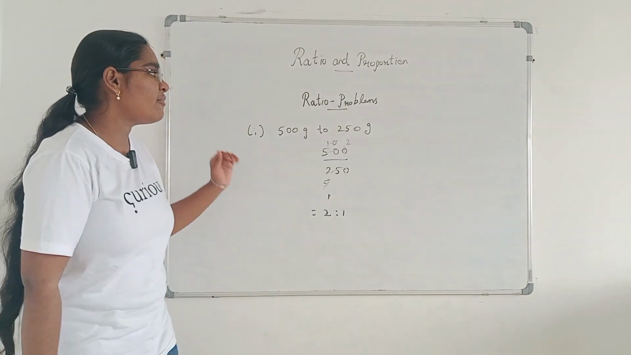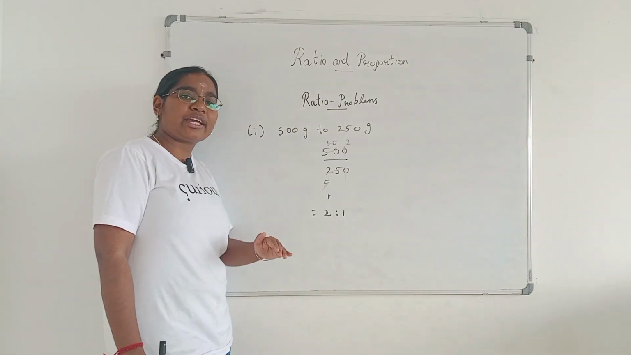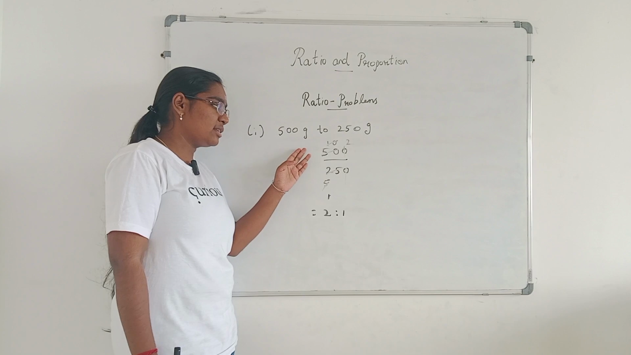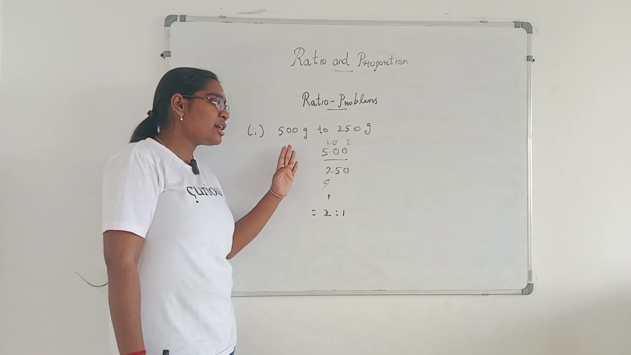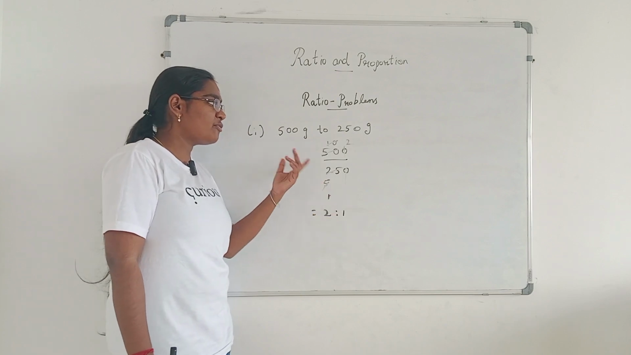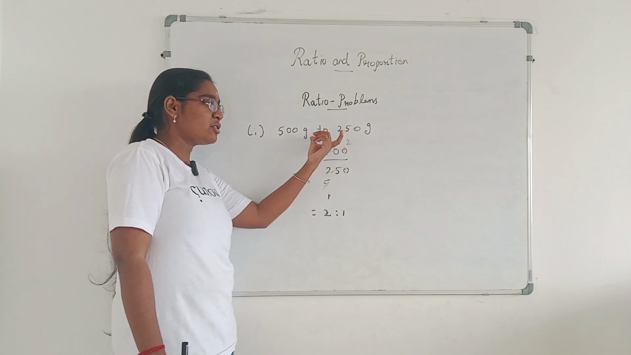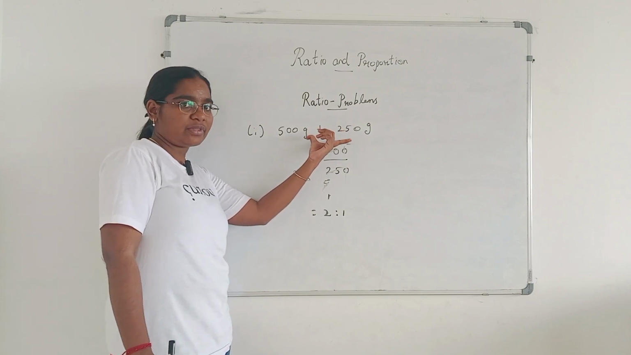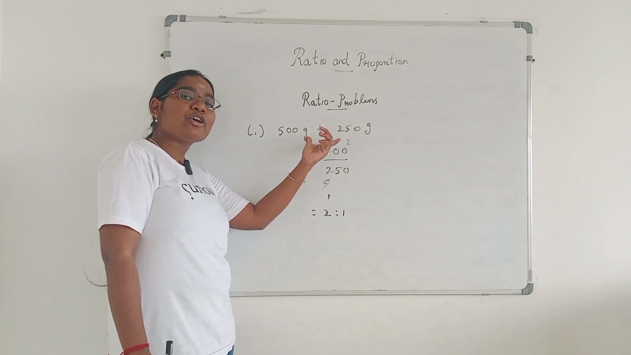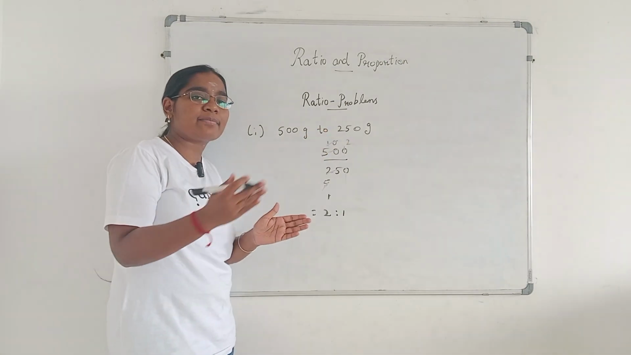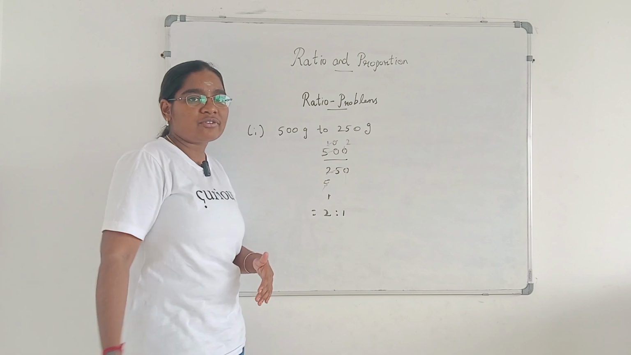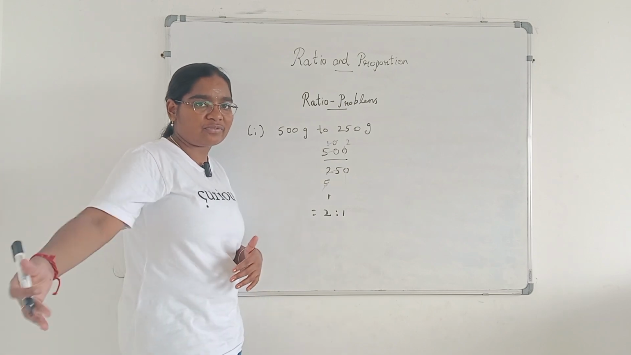So while dealing with problems related to ratio, first you have to write that in fraction form. Next, you have to simplify it. Before doing everything, you have to check the units. The units should be the same. If the units are different, you have to convert them to the same units, and then do the rest of the steps.